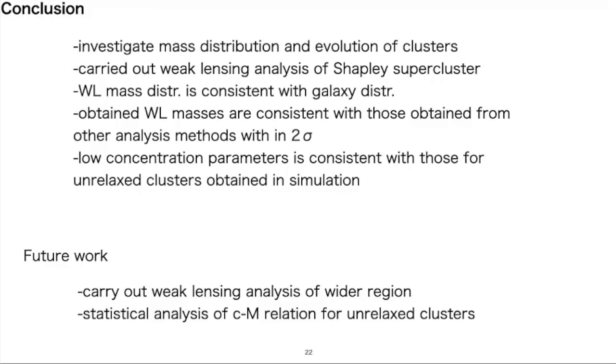And as a future work, we want to carry out the weak lensing analysis for the wider region. This survey only observes the central region, and we want to analyze other regions. We studied the mass and concentration relation for the superclusters, and such result might be consistent with the simulation, but the sample is only 3. So we need statistical analysis of the mass and concentration for unrelaxed clusters. So we need to increase the samples by using other surveys or observe wider areas. So this is the future work.